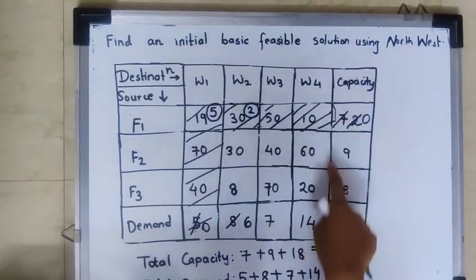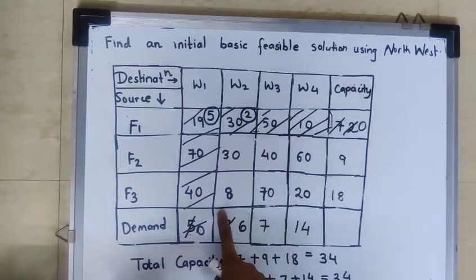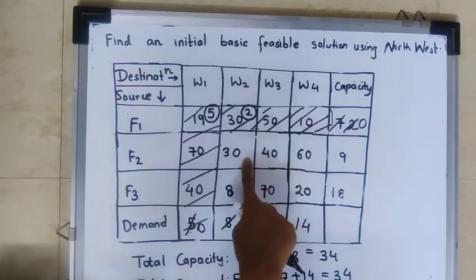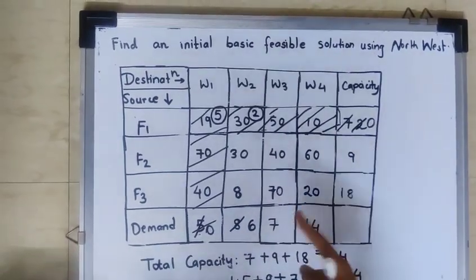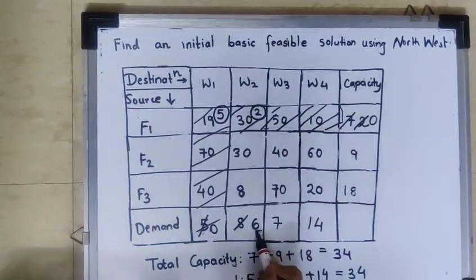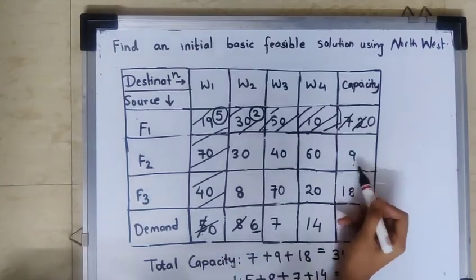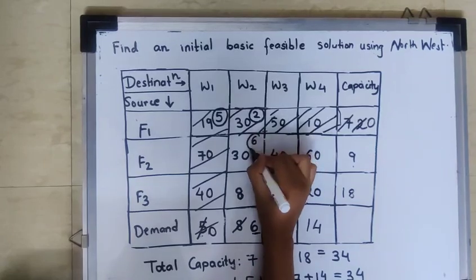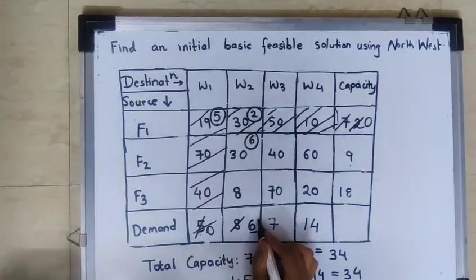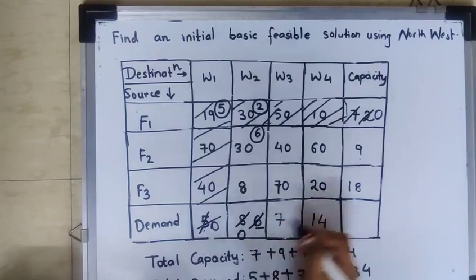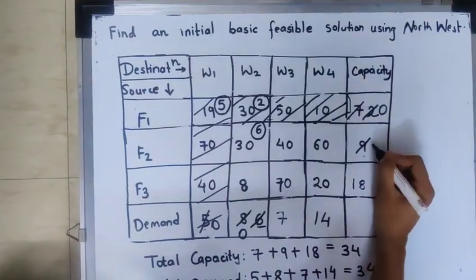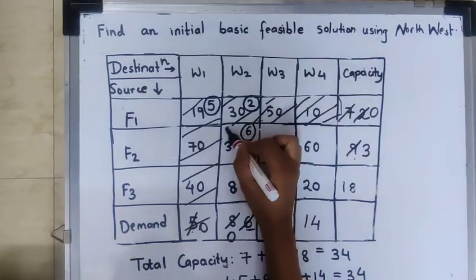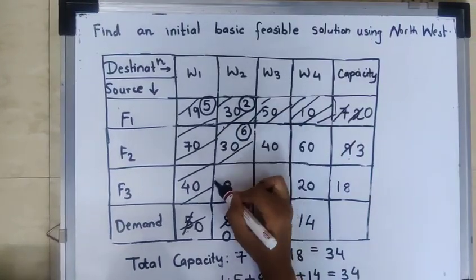Now we are going to check in this part. In this part, the northwest cell is this. So we again have two options, 6 and 9. We are always going to check the latest option. So 6 is the smaller number, so we will allocate 6 over here. Again, 6 minus 6 will be 0 and 9 minus 6 will be 3. Now this column is 0, so we will eliminate it.